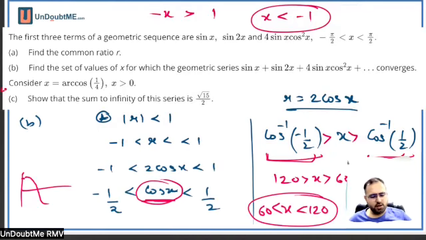And for the last part, you need to consider this x is equal to cos inverse 1 by 4. Show that sum to infinity is this. So sum to infinity is a over 1 minus r.